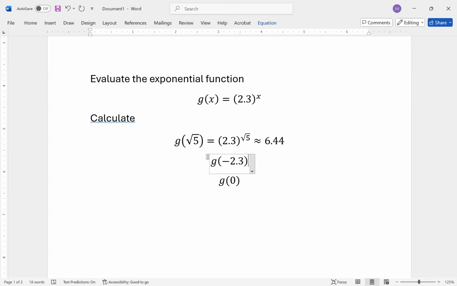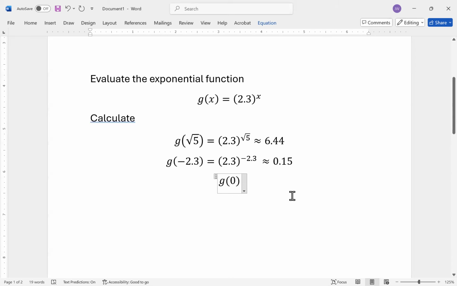I can plug in a -2.3 into my function. We'd get 2.3 raised to the -2.3 power. Again, this is not going to be a nice whole number value. You get about 0.15. Notice that raising to a negative power just gave us a really small number in this case.